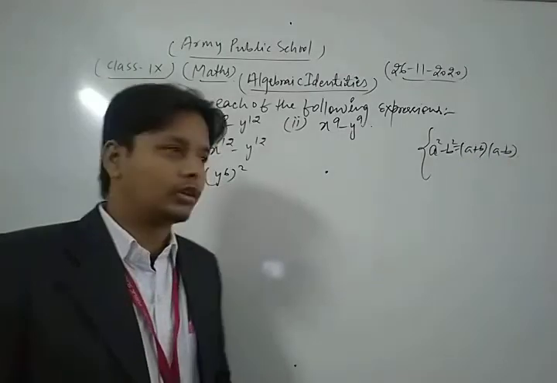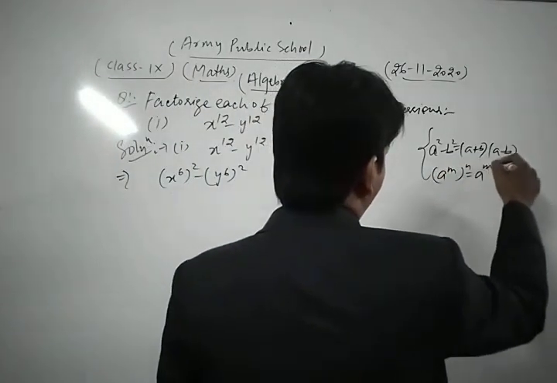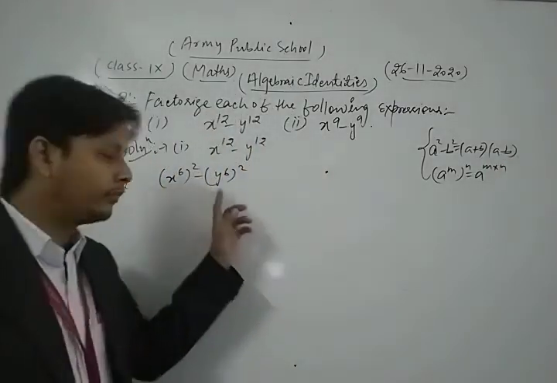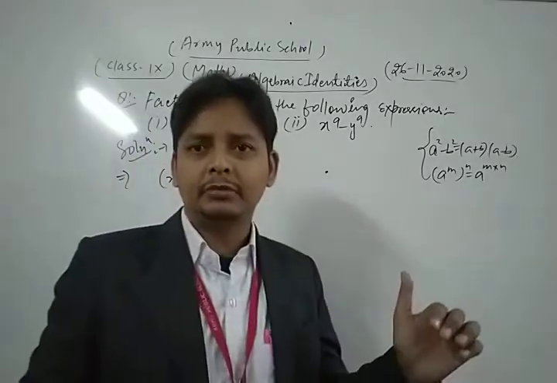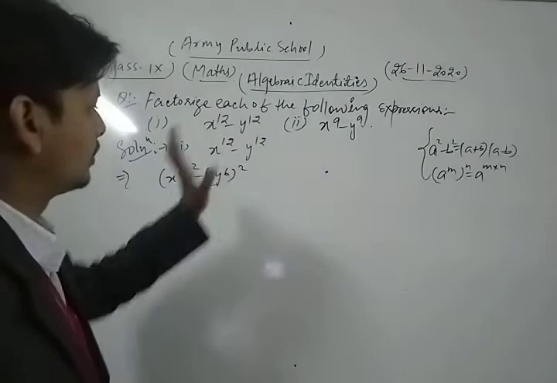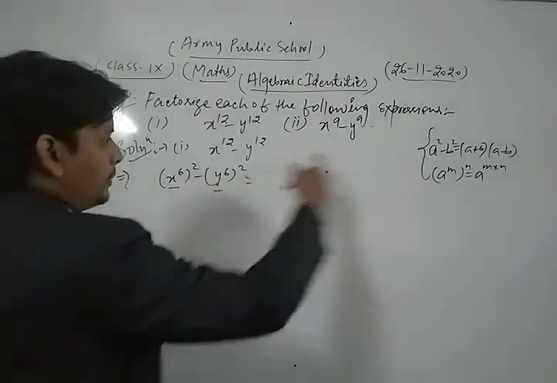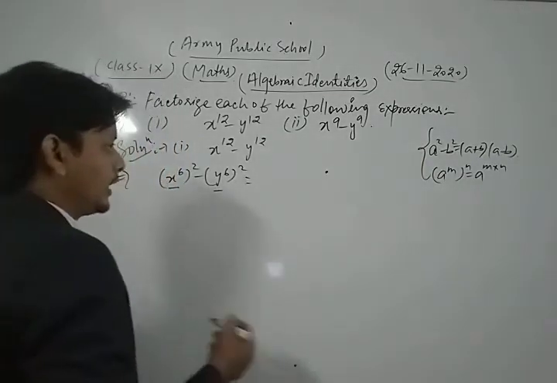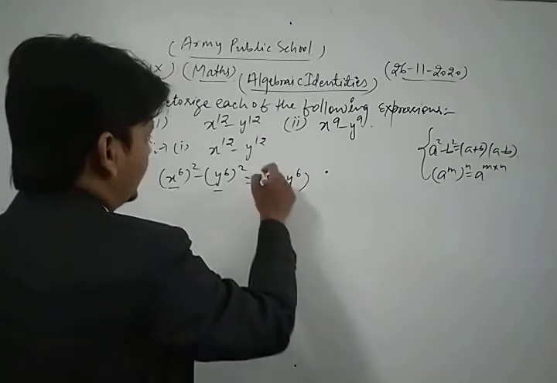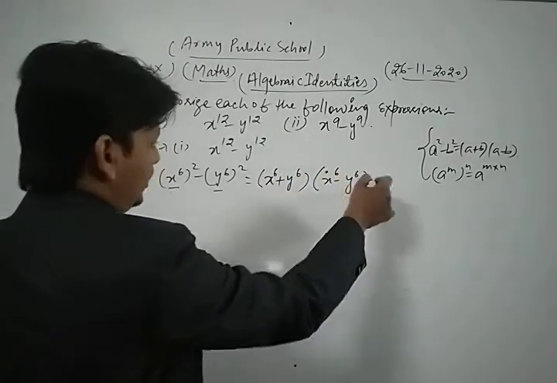You know the laws of exponents: if we write a to the power m to the power n, we can write a power m into n. So we can write it in this way also, because if we simplify it, we get the same question. Here x to the 6 whole square and y to the 6 whole square. Now this is taken as a, this is taken as b. So here we apply the identity a square minus b square. So we can write a plus b into a minus b, means a plus b in one bracket and a minus b in one bracket.